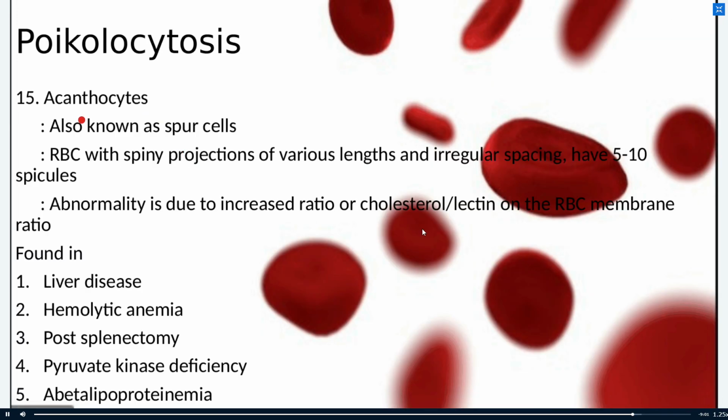And another one would be your acanthocytes. Now, they are also known as your spur cells. They are RBCs with spiny projections of various lengths and irregular spacing. Have 5 to 10 spicules. Abnormality is due to increased ratio of cholesterol to lecithin on the RBC membrane. Found in liver disease, hemolytic anemia, post-splenectomy, PK deficiency, and abetalipoproteinemia.